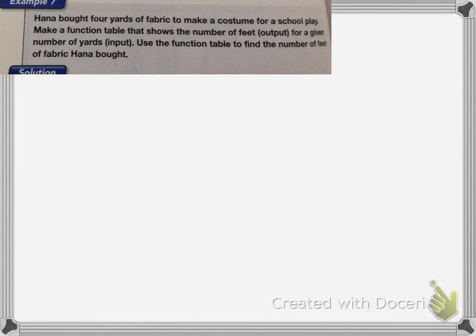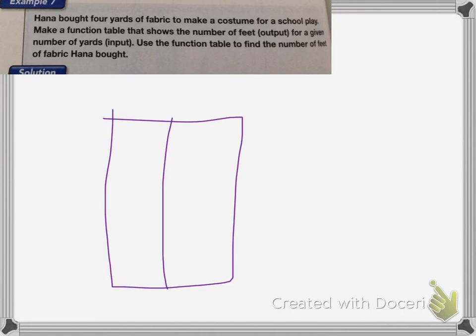Here, Hannah bought 4 yards of fabric to make a costume for a school play. Make a function table that shows the number of feet, output, for the given number of yards, input. Then use this function table to find the number of feet of fabric Hannah bought. So first I'm going to draw my function table. Okay, I have my output and my input. Sorry, wrong way. Input and then output.